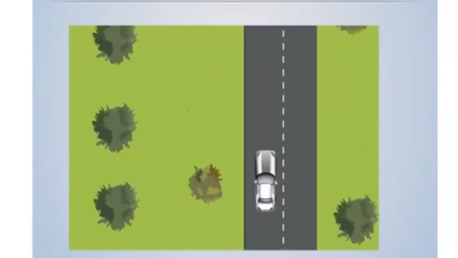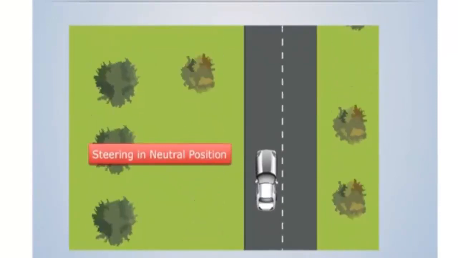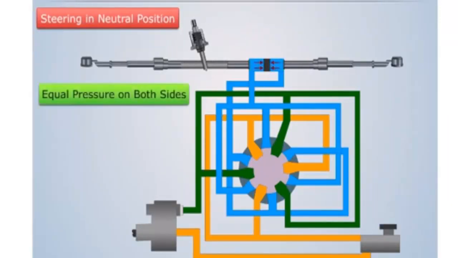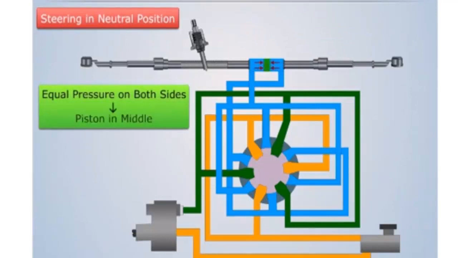When the vehicle is running and the steering is in neutral position, the inner member of the valve allows an equal amount of fluid to pass to both sides of the piston and return to the fluid reservoir. This equal amount of high pressure fluid keeps the piston in the middle, thus keeping the wheels straight.